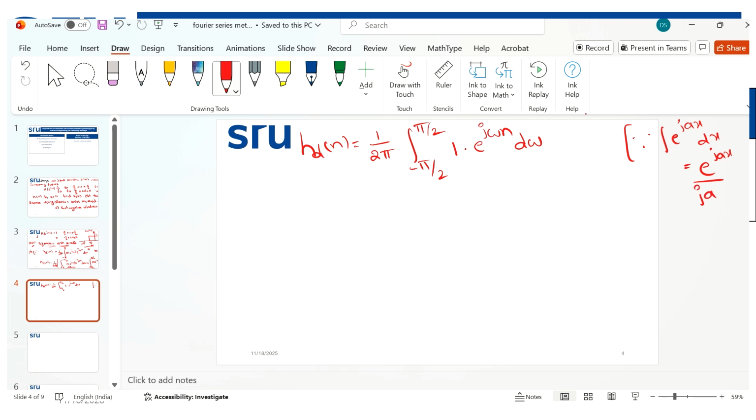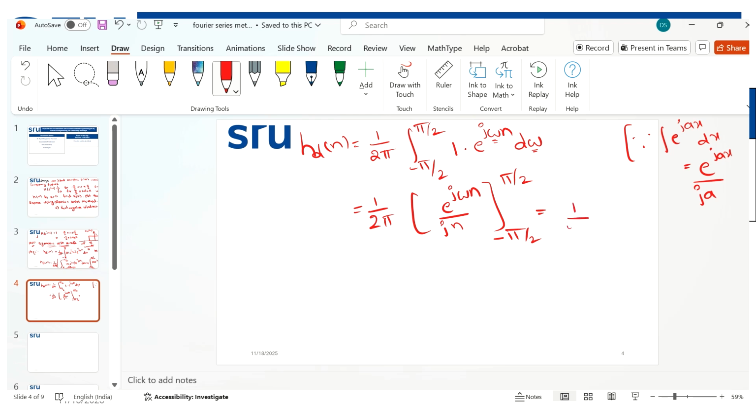Similarly, here we have e power j omega n. The integral of e power j omega n is equal to e power j omega n divided by, what is the variable here? Omega is the variable, so j n. The limits are minus pi by 2 to plus pi by 2. Now substitute the upper limit minus substitute the lower limit.